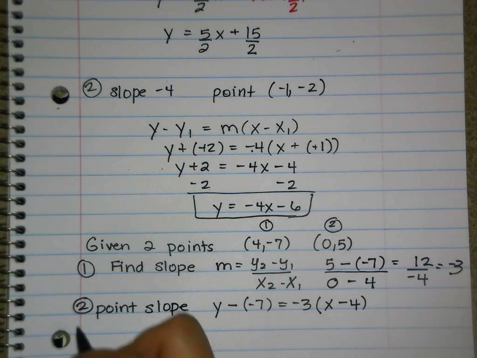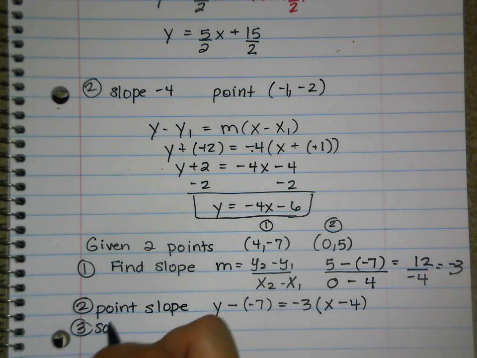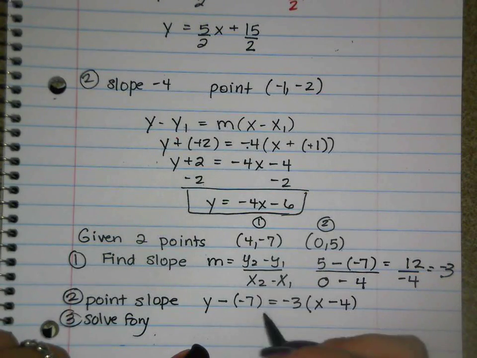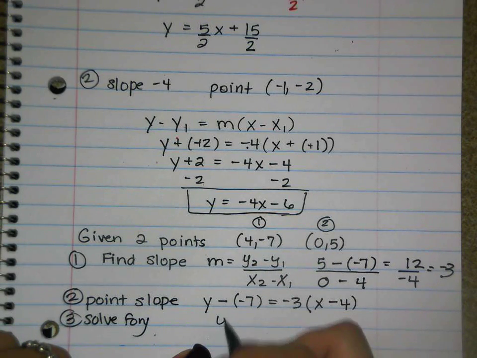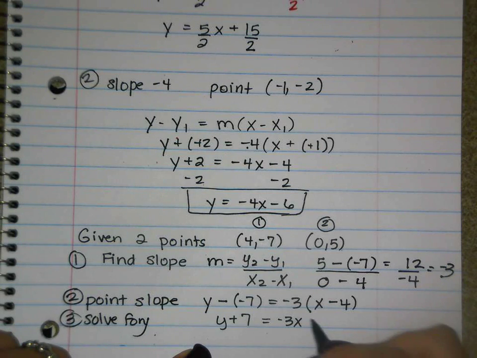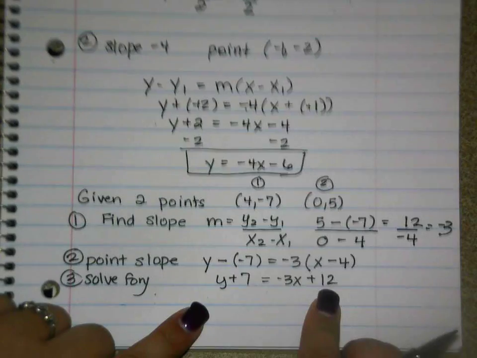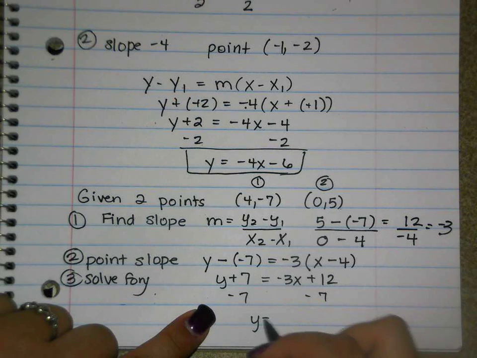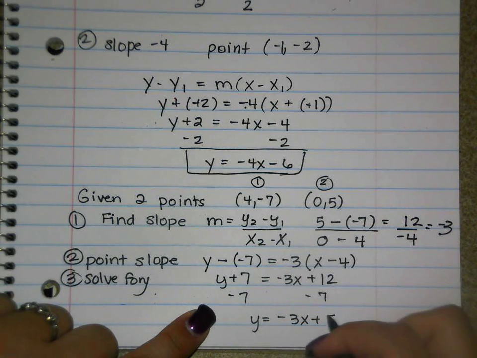Then step 3, we're going to solve for y. We put it in point slope form. Now we're going to solve for y. So this is y plus 7 is equal to -3x plus 12. Plus 12 because -3 times -4 is plus 12. Okay. Subtract 7 from both sides. Gives us y is equal to -3x plus 5.